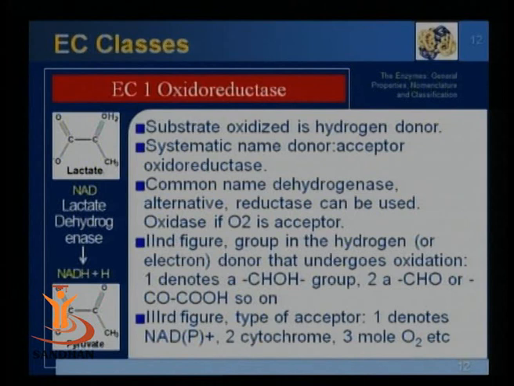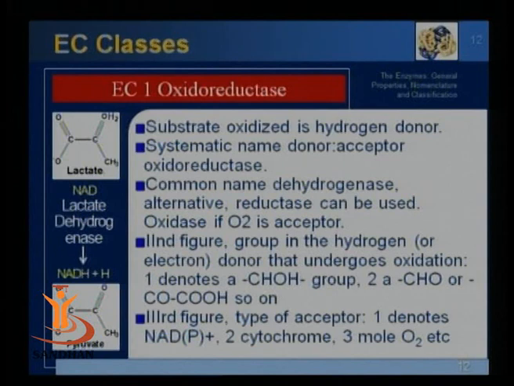So this second figure in case of all oxidoreductases is describing a group in the hydrogen donor that is undergoing the oxidation process. If it is a CHOH group which is undergoing the process of oxidation, then the number is always 1. If it is a CHO group, then the number is always 2. Likewise, the Enzyme Commission has given a list depending upon the group which is being oxidized in the hydrogen donor. The second digit of the EC code is generated.